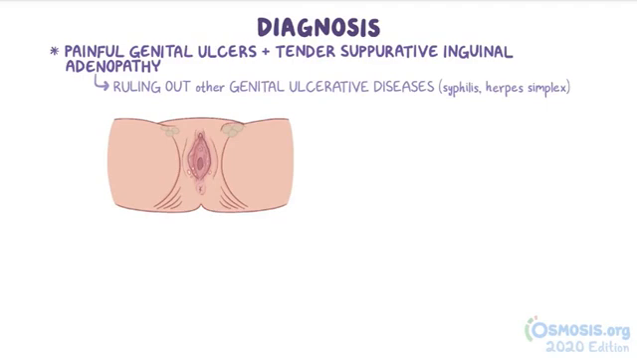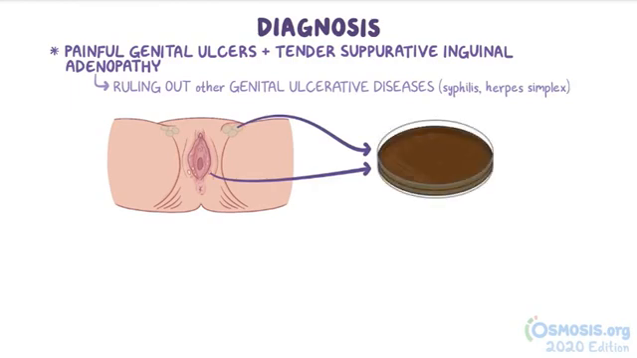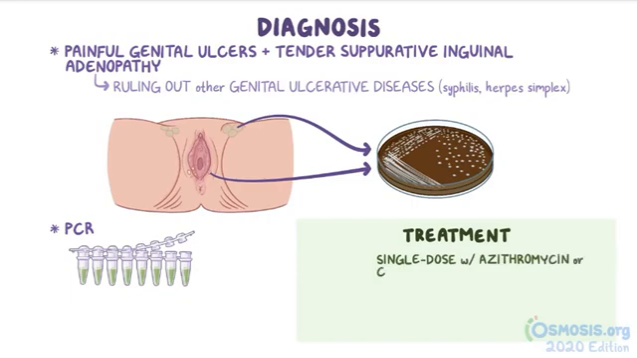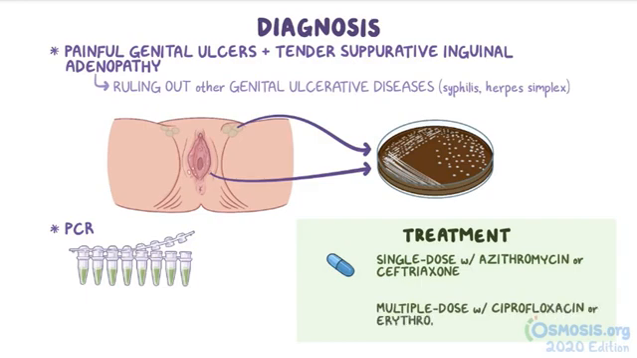Haemophilus ducreyi can also be isolated from an ulcer or lymph node aspirate, and grown in culture, but this is not commonly done in practice. Finally, Haemophilus ducreyi can be identified through PCR, which identifies bacterial DNA, but this is also not commonly done. Treatment can be done with single-dose therapy using azithromycin or ceftriaxone, or with multiple-dose therapy using ciprofloxacin or erythromycin.